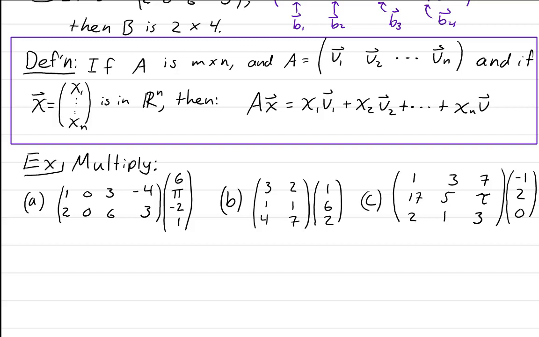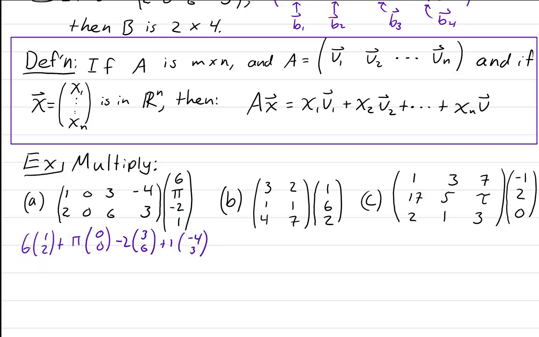So for this one, what we're going to do is take these 4 columns, and using these entries as weights here, we're going to do 6 times 1, 2, plus pi times 0, 0, plus negative 2, which we can just write as minus 2 times 3, 6, plus 1 times negative 4, 3.